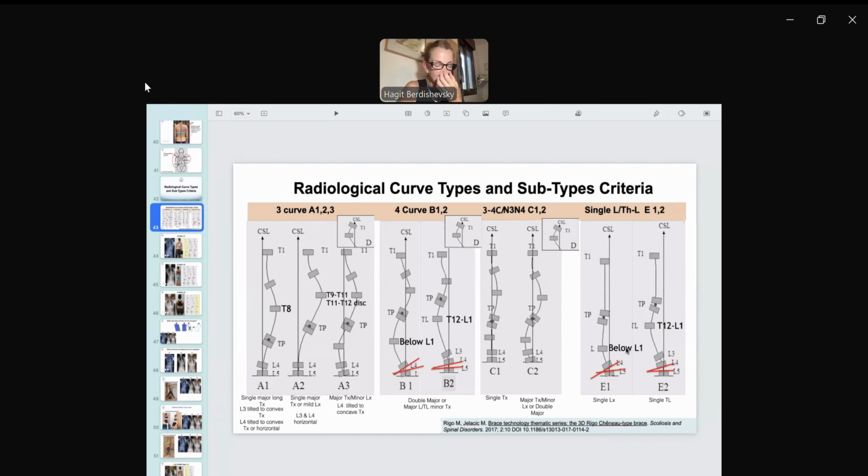So typically, the apex of the lumbar is L2, maybe the disc between L1 and L2, sometimes the disc between L2 and L3, but L2 is the average apex for lumbar curvature, like T8 is for thoracic. This should be here, and this should be here.